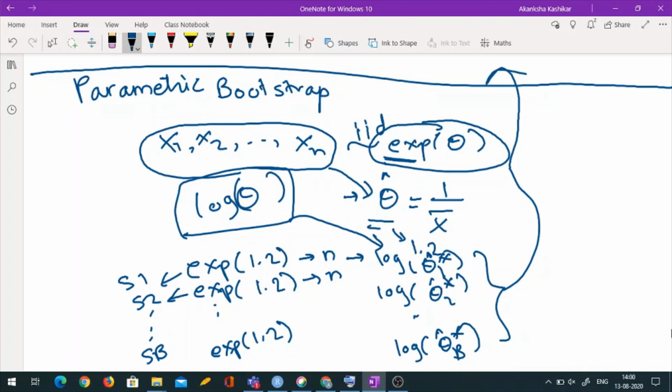So the only difference between parametric and non-parametric bootstrap is that in non-parametric bootstrap I did not know anything about the distribution of these variables. So I was using just the sample itself as my population and drawing samples from it. Whereas in parametric bootstrap, if I know something about the original distribution, I will use that information instead of drawing samples from the data. These are just basic concepts.